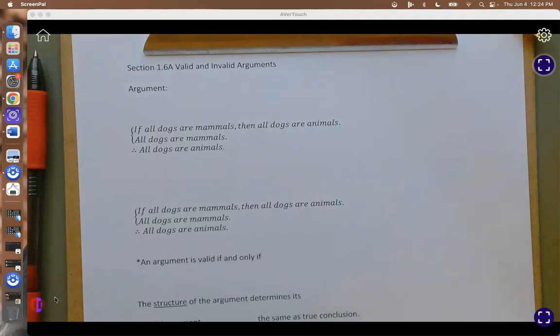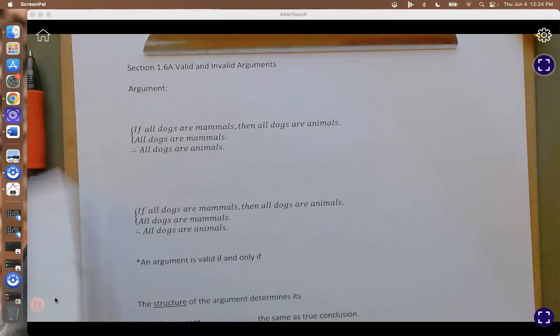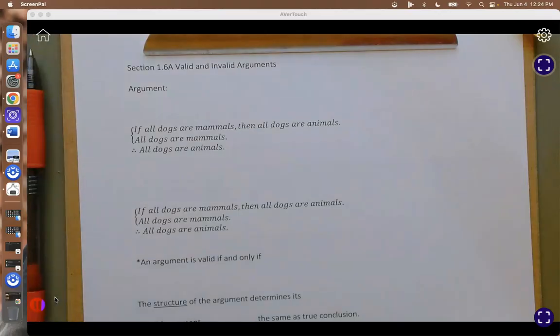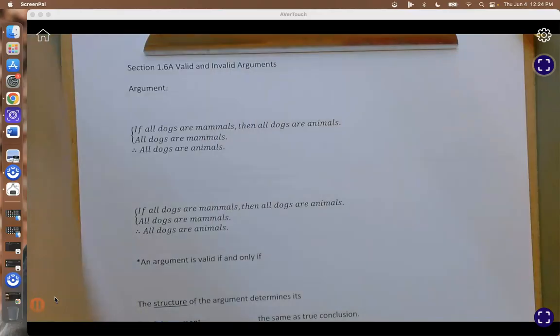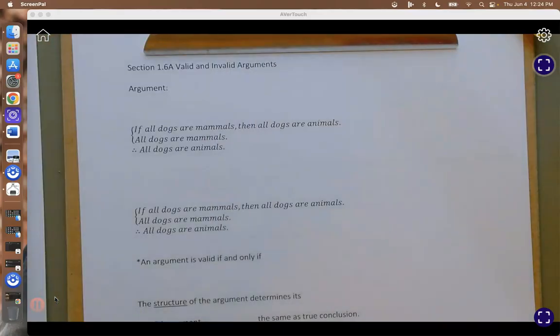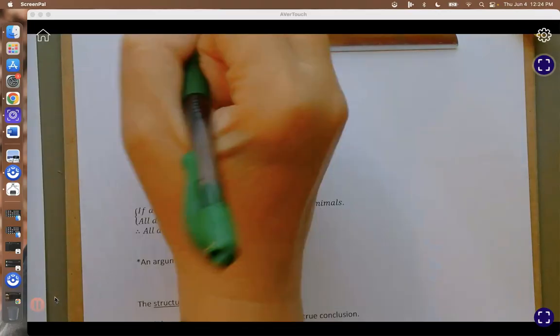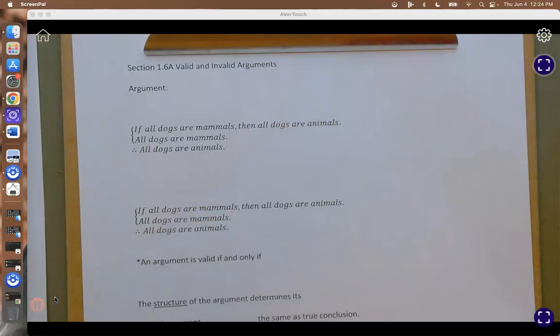Alright guys, today we're going to be looking at 1.6, valid and invalid arguments. Now, valid and invalid has nothing to do with truth value, and that's going to be hard for you to wrap your mind around at first, but hopefully I can get that set clear in your head. So, an argument.